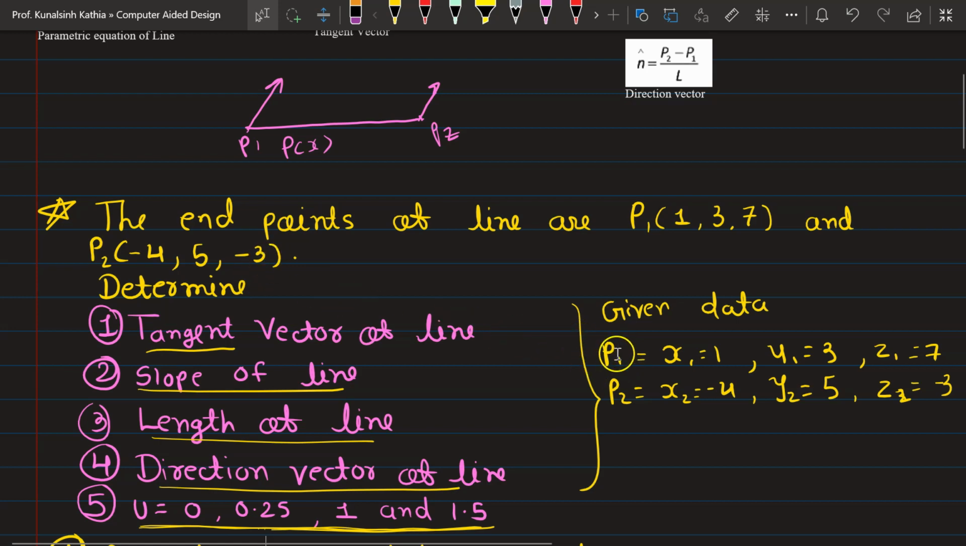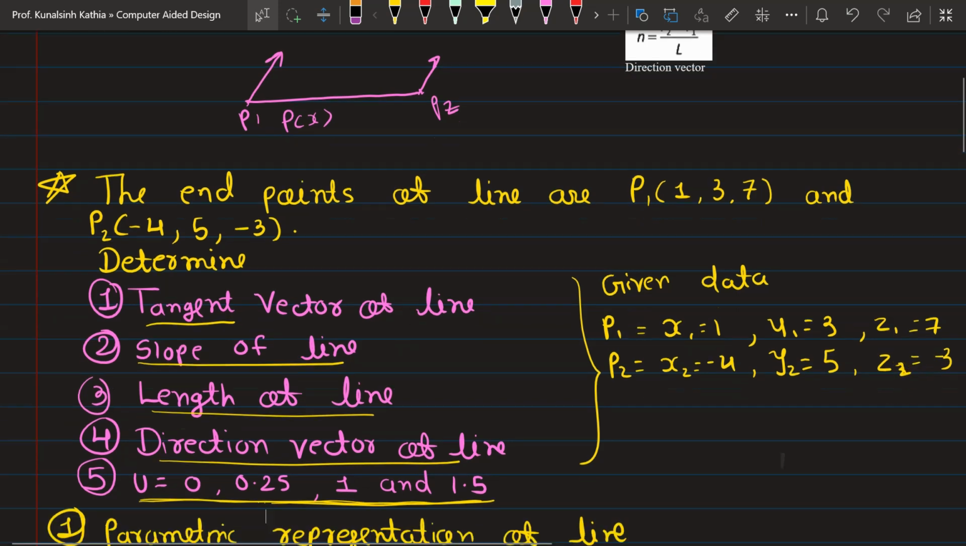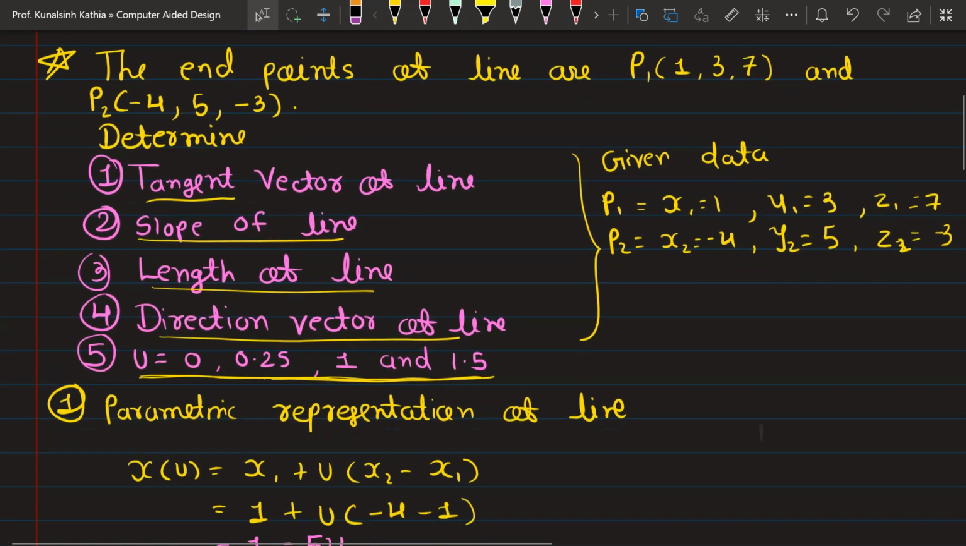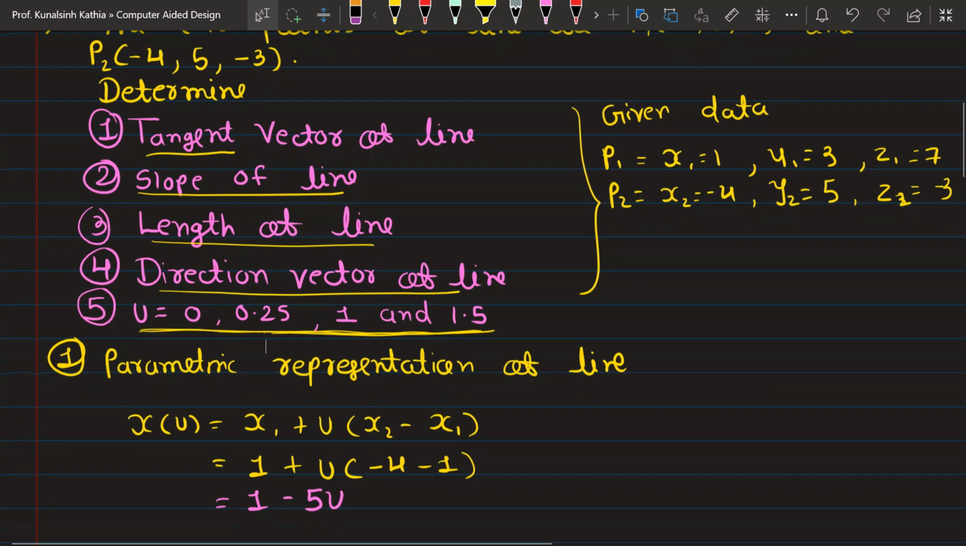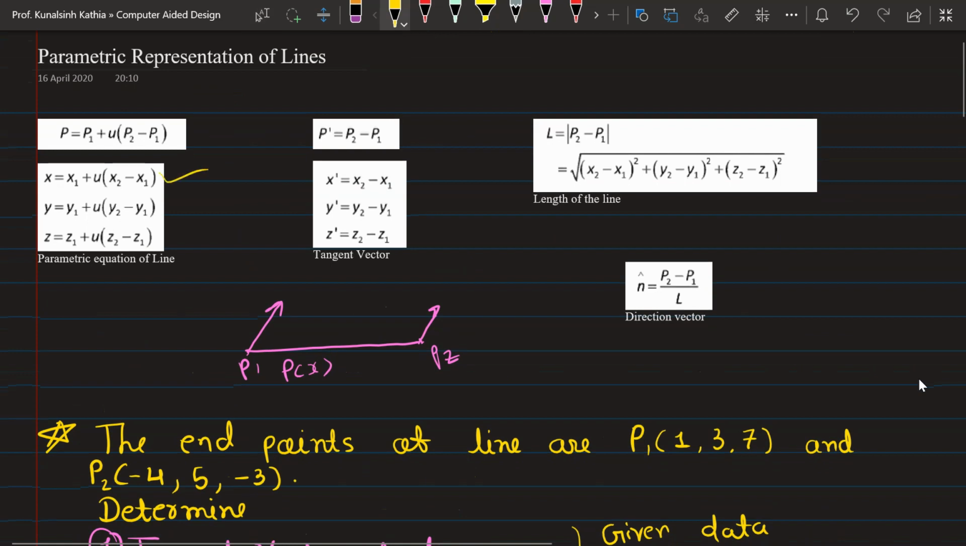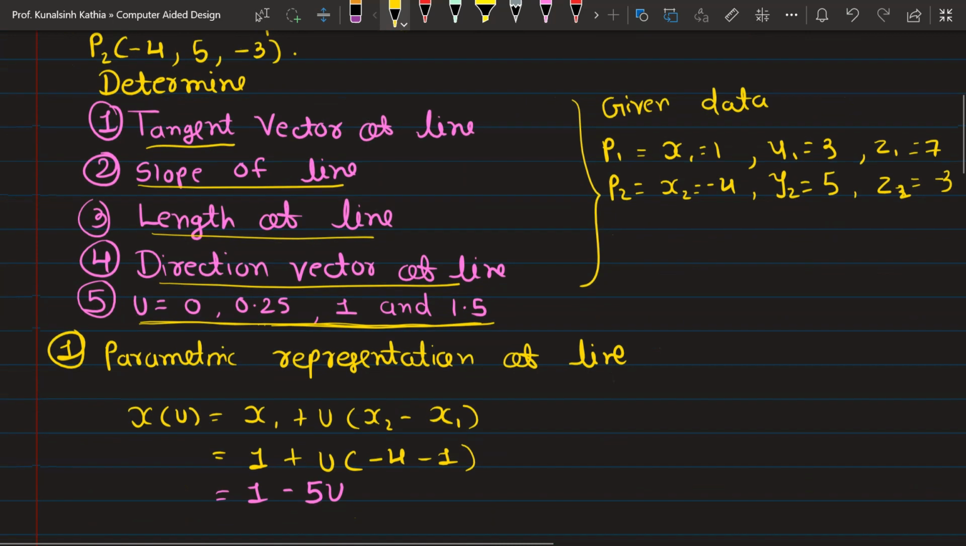So first P1. P1's first number is the coordinate x1, second is y1, and z1 is 7. Similarly, P2 has x2, y2 and z2, and z2 is minus 3. So these are the given data. Now the first step is to create a parametric representation of this line. In the standard case we have seen the equations for x, y and z. We will use these equations here.